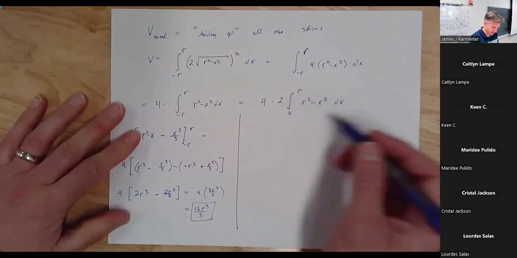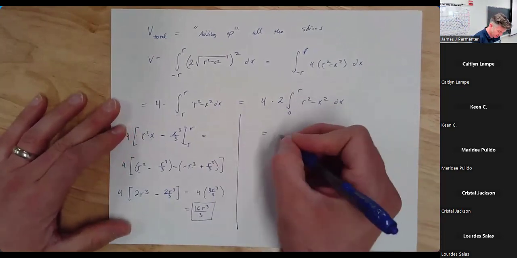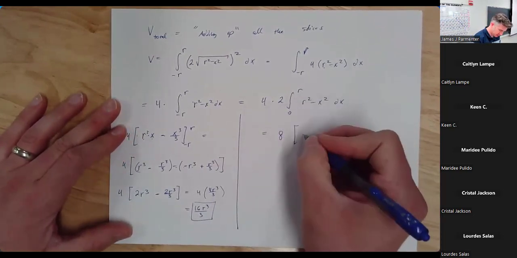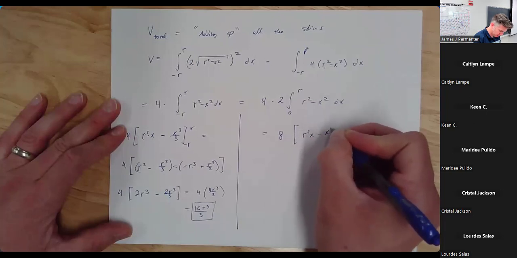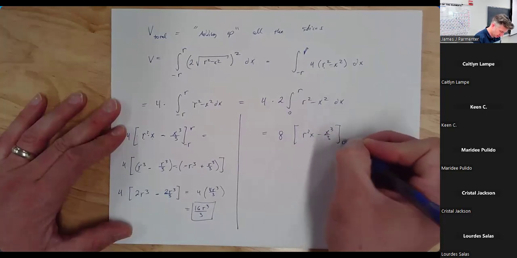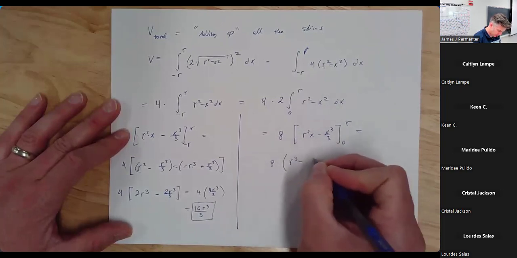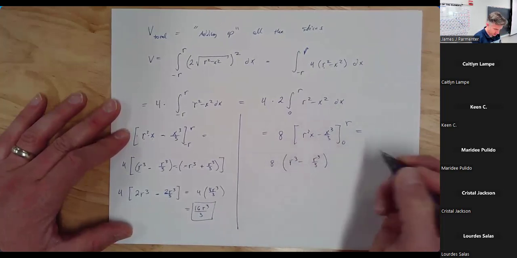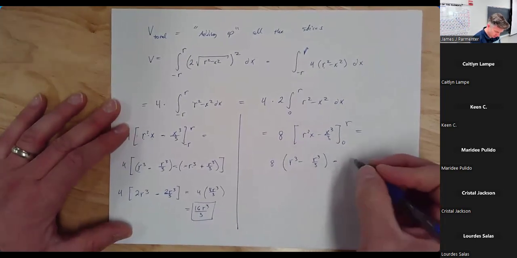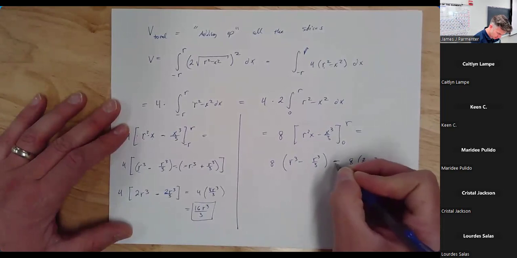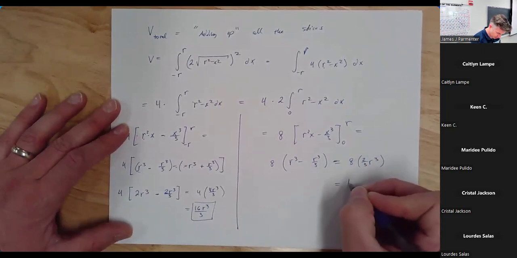Or if you did this easier thing, I feel like it is easier. You have 8 times, you integrate this, you get r squared x minus x cubed over 3 from 0 to r, and then it's just a little bit nicer. You get 8 times r cubed minus r cubed over 3 minus 0, which is 8 times 2/3 r cubed, which is exactly 16/3 r cubed, or 16r cubed over 3. Oh, same answer.